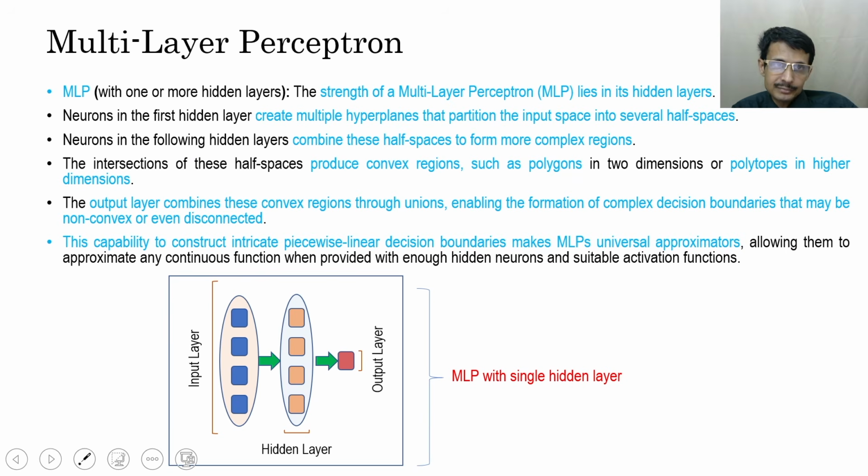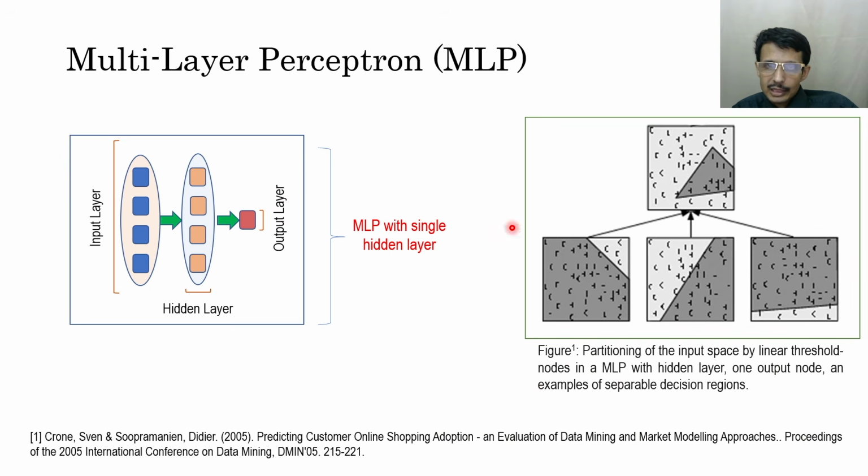Now we define the multi-layer perceptron, in short called MLP, with one or more hidden layers. The strength of the multi-layer perceptron lies in its hidden layers. That was understood in the previous slide. So neurons in the first hidden layer create multiple hyperplanes that partition the input space into several half spaces. Now this sentence is a bit involved, so here you can see a figure.